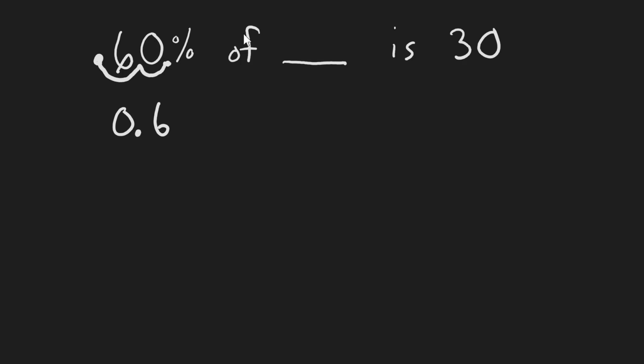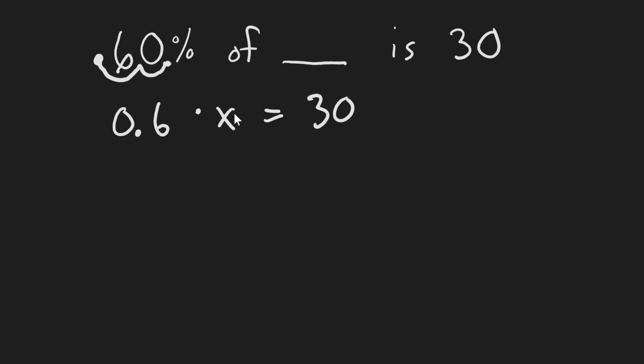And then moving on to the next piece, of is an indication that we're dealing with multiplication. So we'll have 0.6 times, and then we have some mystery number here. Now when we have a mystery number, we don't know what this number is, we denote that with a letter. So we'll call this mystery number x. We don't know what this number is yet, we just know it's a number. And then we have is another way of saying equals, and then we have 30. So now we have a mathematical statement. We have 0.6 times some number equals 30. And we need to figure out what this mystery number is. In other words, we need to solve for x.